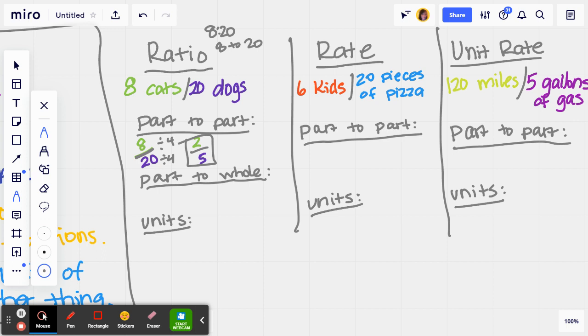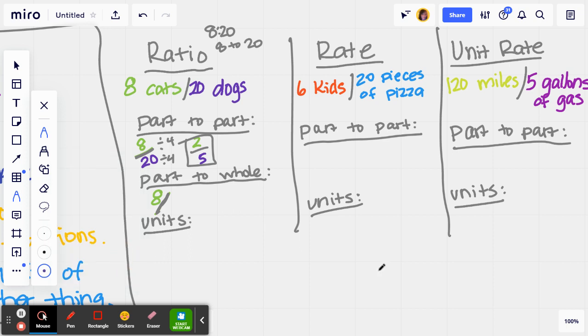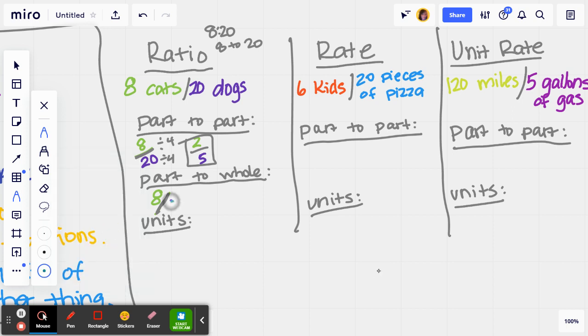What if I said, can you make a part to whole ratio? Okay. So part to whole, let's talk about the cats. Part to whole would be, I have 8 cats, and how many animals do I have all together, right? Because the whole would be everybody, all the animals that we have. And if you add 8 cats and 20 dogs, you end up with 28. Now, can we simplify that part to whole ratio? What would we end up with?